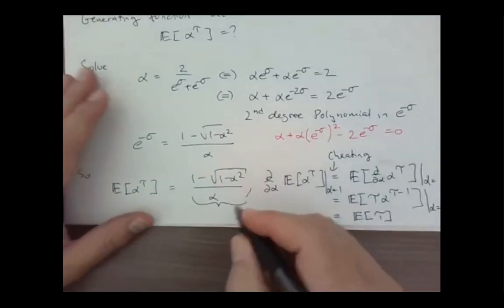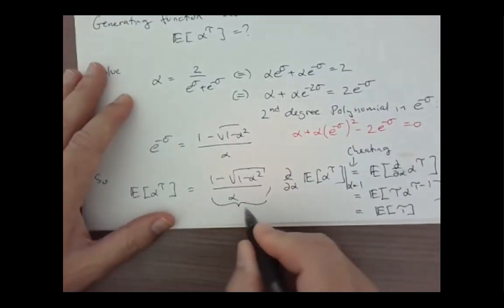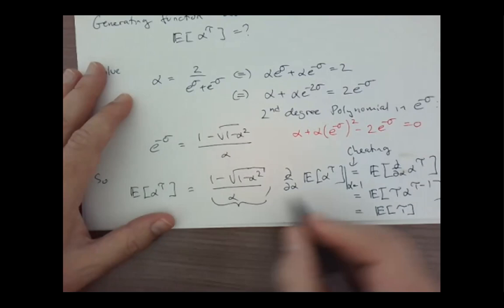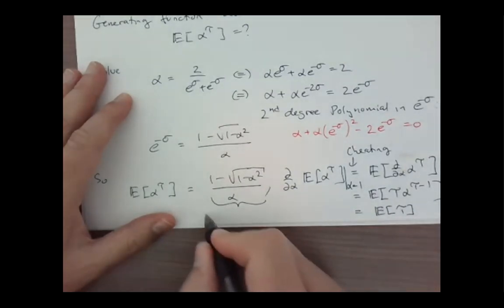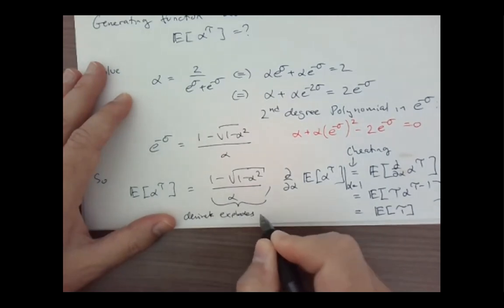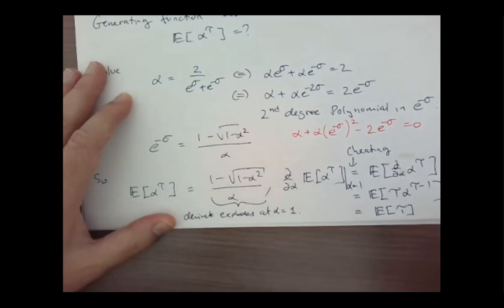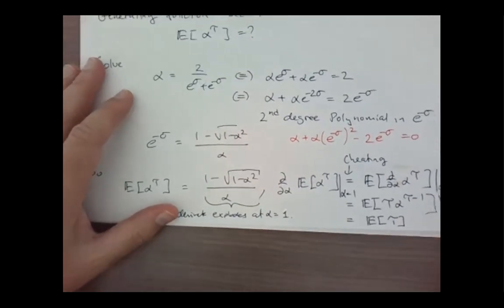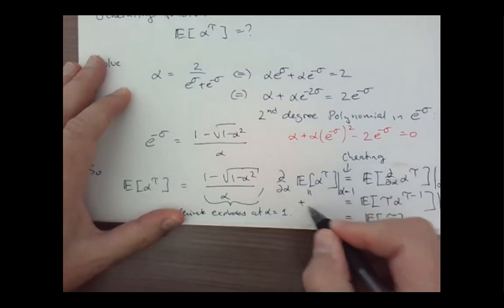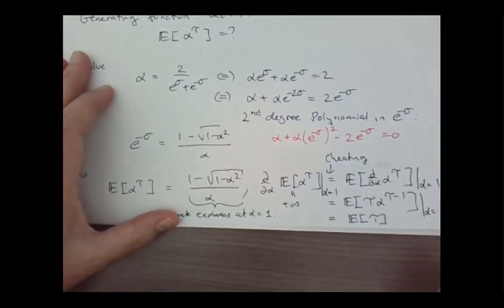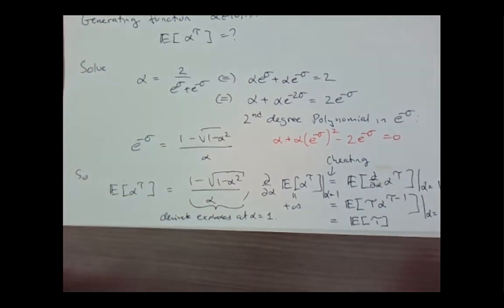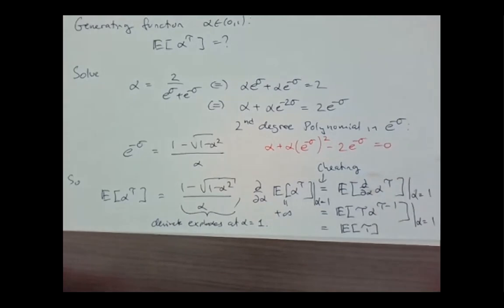So if you go back to the document camera, you will see that this derivative, on the left-hand side, explodes at alpha equal to 1. So this one here becomes plus infinity. Are there any questions or comments on this?